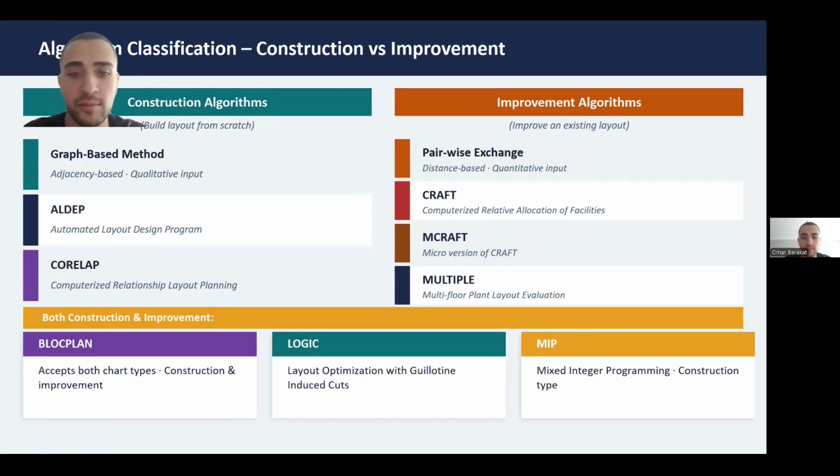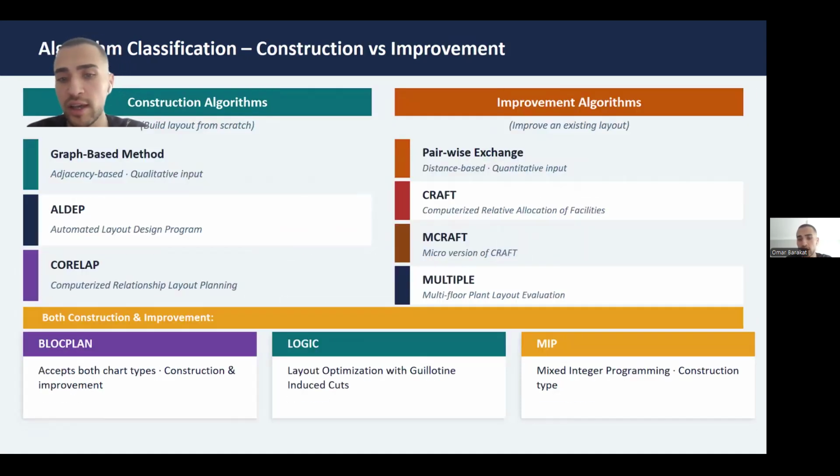All layout algorithms fall into two main categories. Construction algorithms build a layout from scratch, no initial layout is needed. The graph-based method, LDEP, and CoreLab are all construction algorithms. Improvement algorithms start from an existing layout and seek better arrangements through systematic exchanges. Pairwise exchange, CRAFT, MCRAFT, and MULTIPLE are improvement algorithms. Three algorithms sit in both categories.